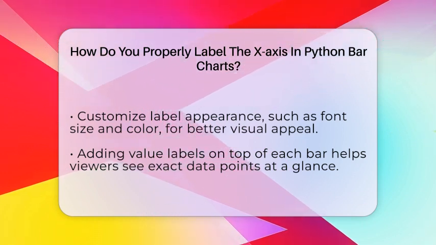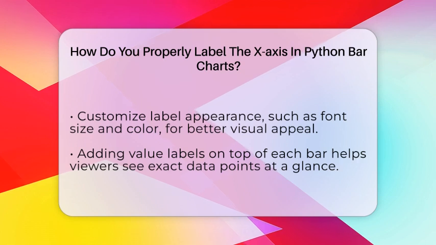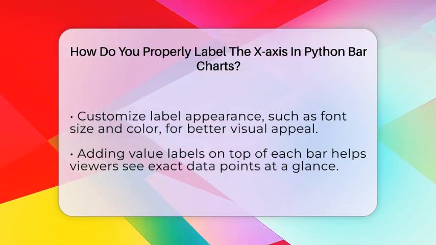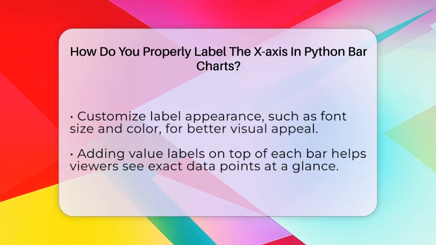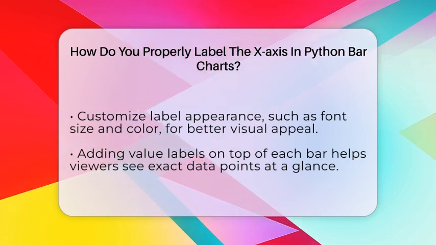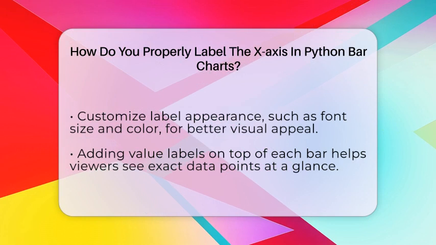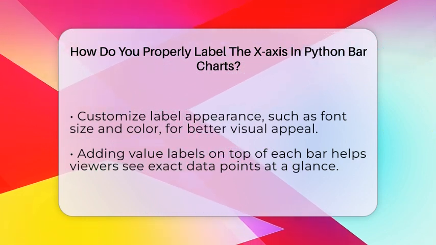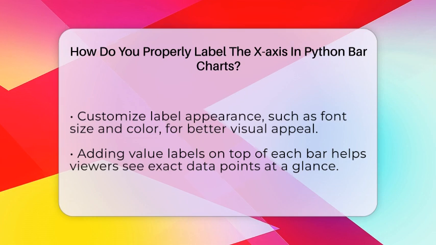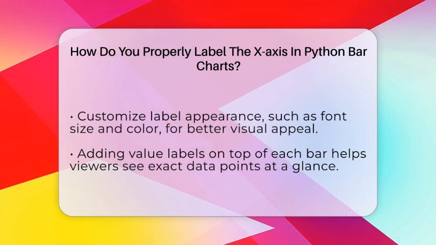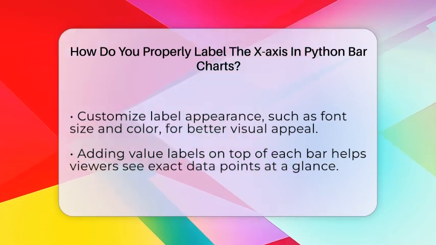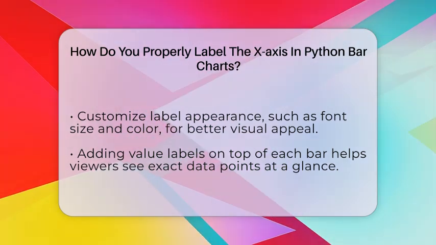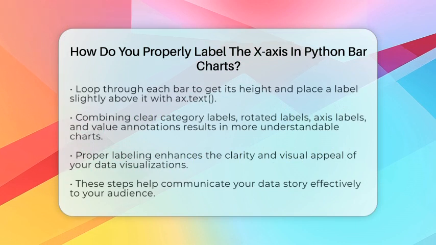You can also customize the appearance of the labels, like changing the font size or color with commands like plt.xlabel('Fruit Types', fontsize=12, color='blue'). For even more clarity, you can add value labels on top of each bar. This involves looping through each bar, getting its height, and placing a number slightly above it using ax.text. This way, viewers see both the category and the exact value at a glance.